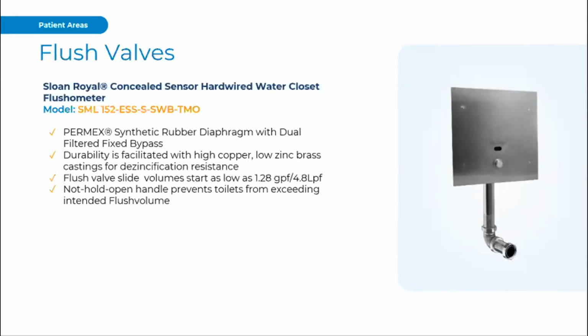durable Permex rubber and true dual filter bypass that prevents sediment from affecting the flush. The Permex rubber interacts and has a longer life expectancy with harsh water conditions, and the dual filter bypass prevents the most common issue of sediment affecting your flush. Sloan also uses a high copper, low zinc brass casing, which again, if there is more aggressive water conditions, will have a longer life expectancy.